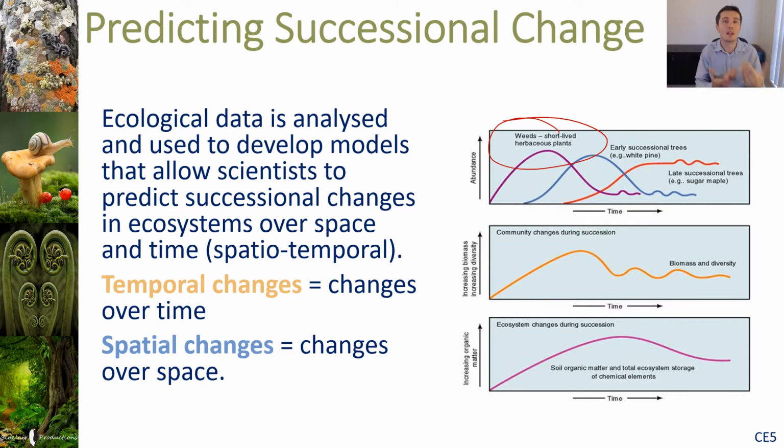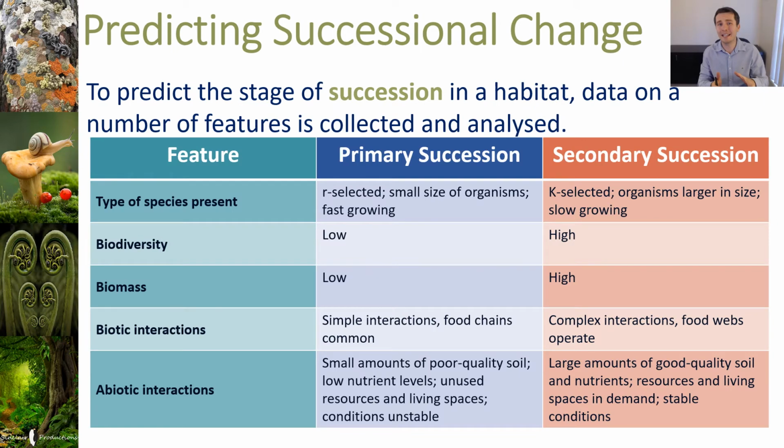Okay, so that idea of succession will change over space. To predict the stage of succession in a habitat, data on the number of features is collected and analysed. QCA has set out some guidance of the features that they want you to look at, so I'm just going to go through them. It might be useful for you to copy this table down.